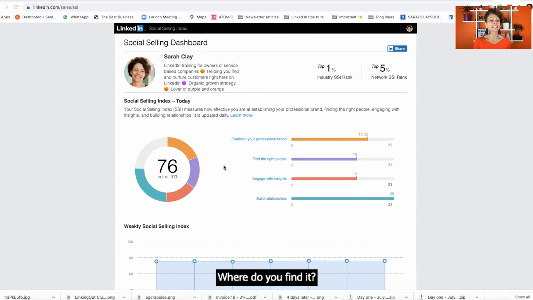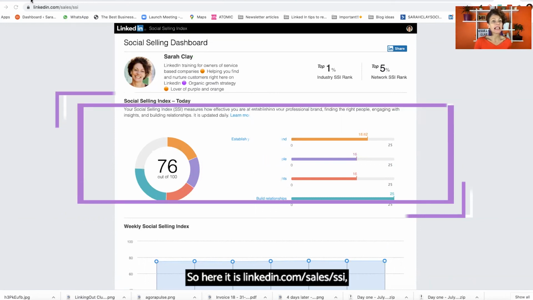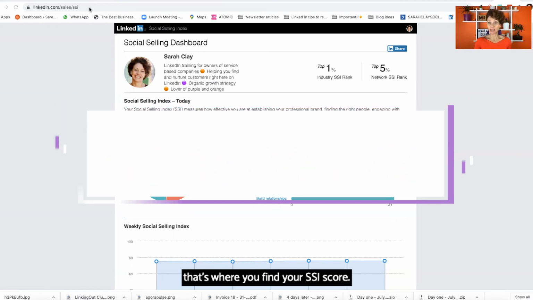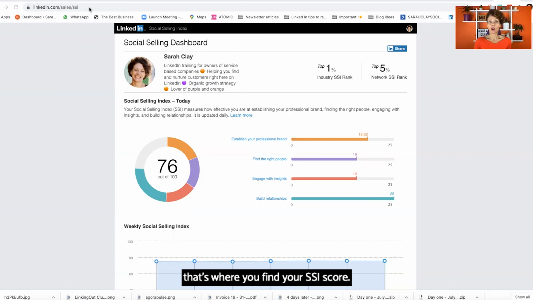Where do you find it? Okay, so here it is, linkedin.com/sales/SSI. That's where you find your SSI score. So have a look at it, see what it is.